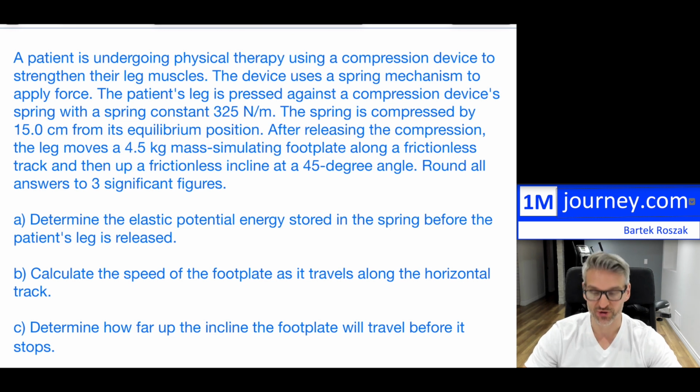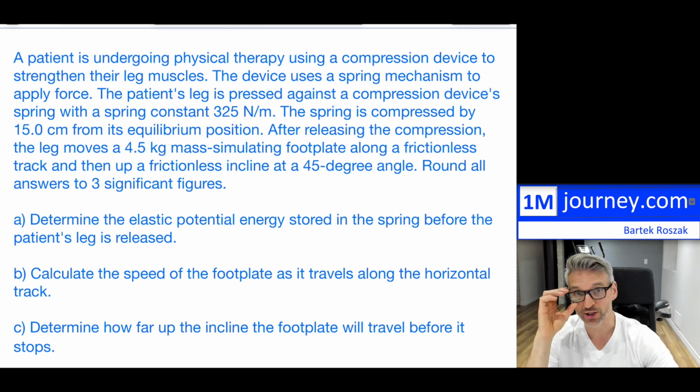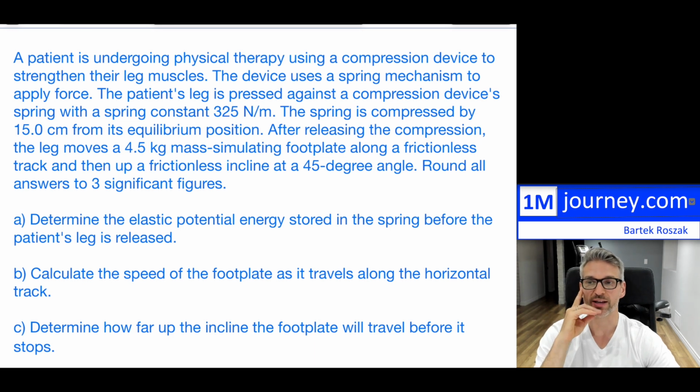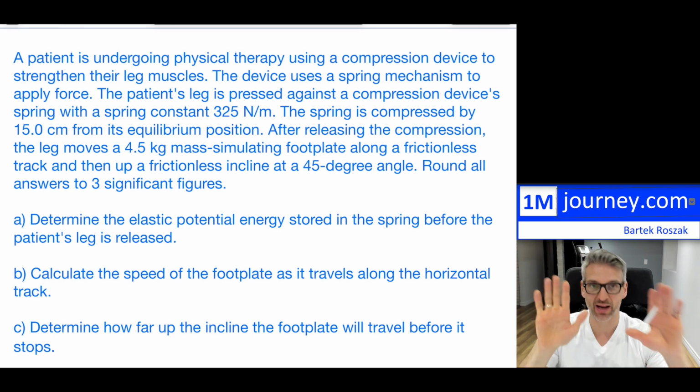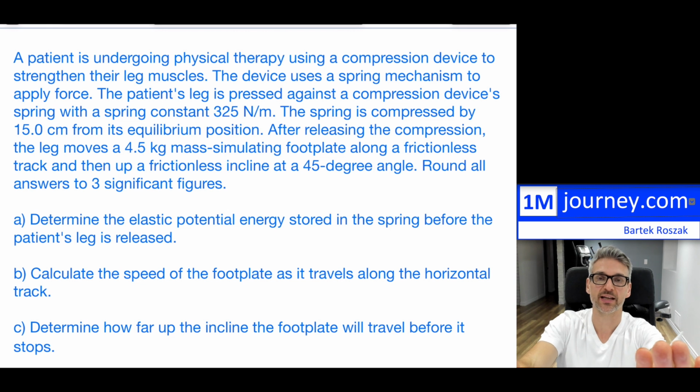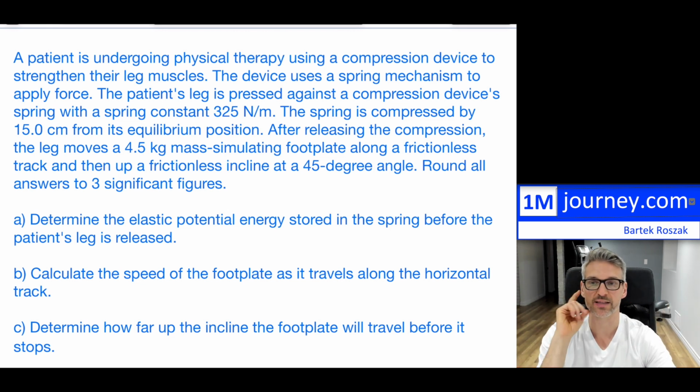A patient is undergoing physical therapy using a compression device to strengthen their leg muscle. They're basically just pressing it in, it has a spring and it compresses down. The device uses a spring mechanism to apply the force. The patient's leg is pressed against the compression device's spring with a constant of 325 newtons per meter. The spring is compressed by about 15 centimeters, so not that much, from the equilibrium position.